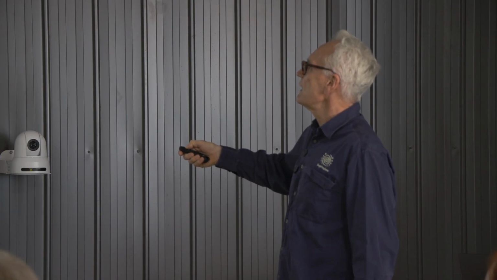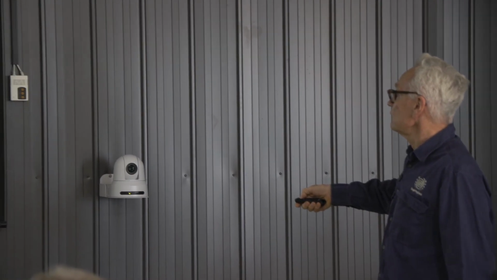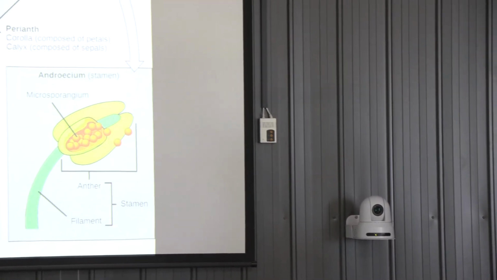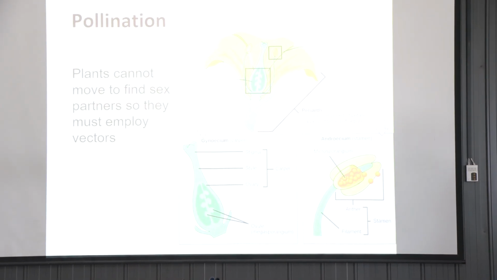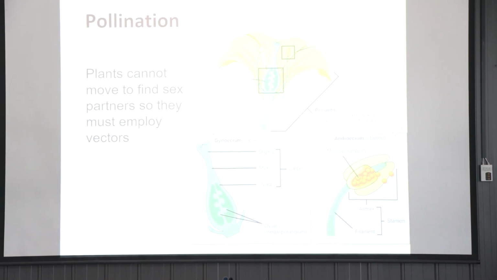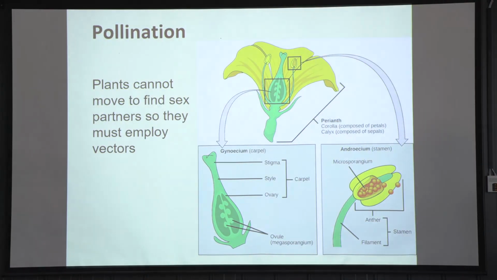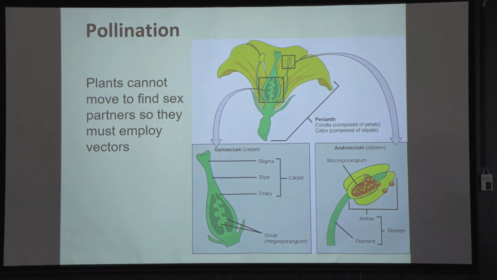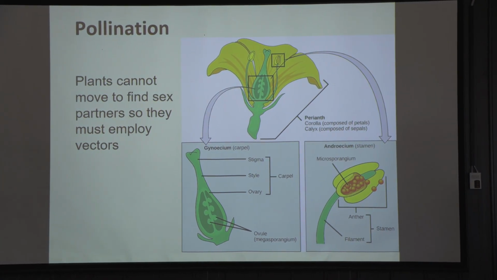So this is a generalised flower, and it has both female parts and male parts on the same flower. That's pretty typical. If you look at those male parts, they consist of a filament. The whole structure is called a stamen. It consists of a stalk and then an anther where pollen grains are produced. And pollen grains are the male sex cells of plants. They are needed to fertilise the female parts, the ovules of the female part of the plant.